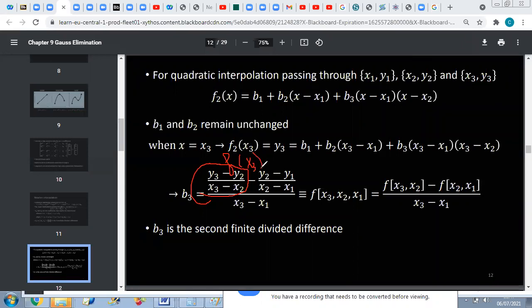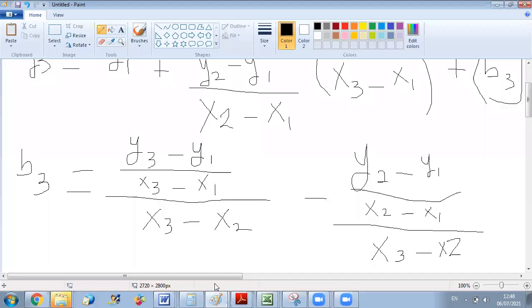Okay, and this term I can consider as f of x2, x1. So this is f of x3, x2, this is f of x2, x1. How do I name the function? I consider that whenever I have 2 points and they are consecutive points, so here it's y3 minus y2, here it's y2 minus y1. And the expression we had, we expressed it, but it was in another way.